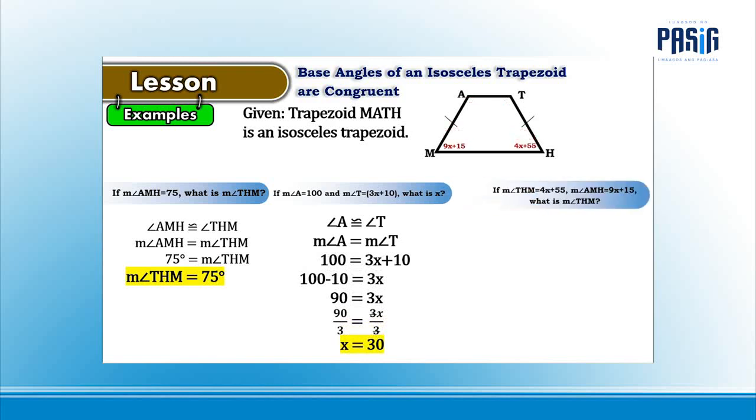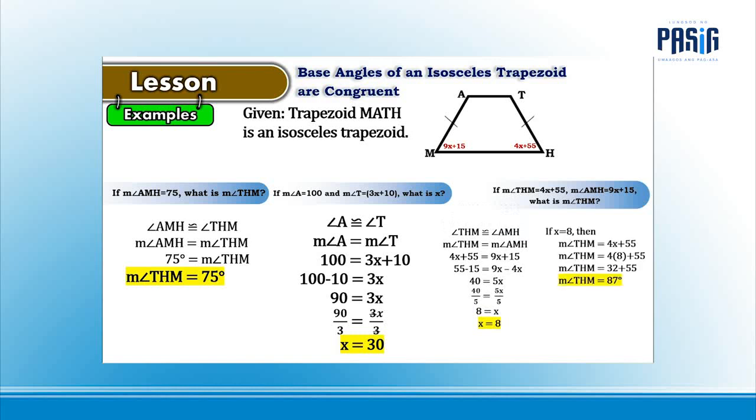Problem number 3, if measurement of angle THM is equal to 4x plus 55, measurement of angle AMH is equal to 9x plus 15, what is the exact measure of angle THM? We need to solve for the value of x first in order for us to get the exact measurement of angle THM. Solving for x, we can have x is equal to 8, and using x is equal to 8 of 4x plus 55, the exact measure of angle THM is 87 degrees.